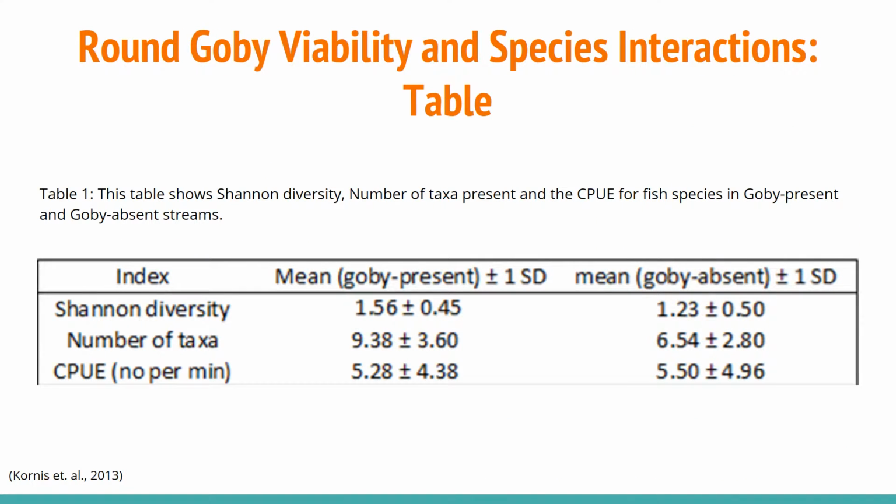This table shows the Shannon diversity, number of taxa present, and CPUE for fish species in goby present and goby absent streams. Looking at the mean for the Shannon diversity of the goby present streams and comparing the value to the goby absent streams, this is showing that there is a greater diversity of species when there are round gobies present. Also, if one looks at the number of taxa present in each category, it is shown that there is a larger number of taxa where there are gobies present.